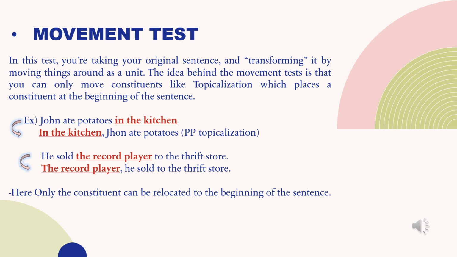The second example is: he sold the record player to the thrift store. We will also take the record player and place it at the beginning of the sentence, and we will get: the record player he sold to the thrift store.